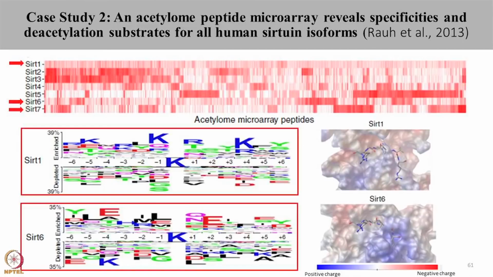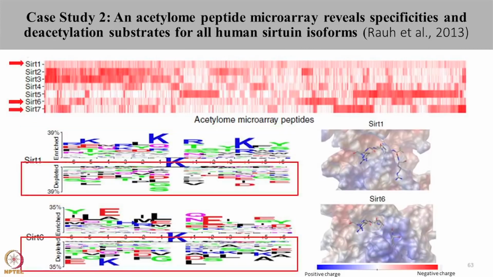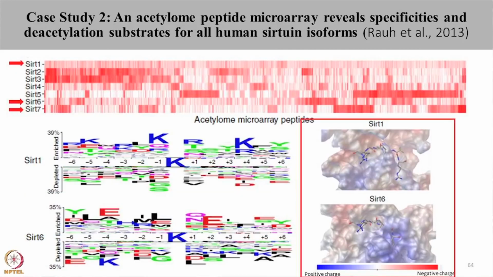This logo here shows the peptides that were used. The upper panel of the logo, that is the enriched section, shows the preferred amino acids for each sirtuin, whereas the lower panel shows the depleted amino acid sequences, that is, the sequences that do not favor deacetylation. Also, the right panel shows the peptide binding grooves of these sirtuin molecules, where the blue region signifies the positively charged amino acids and the red region shows the negatively charged amino acids.